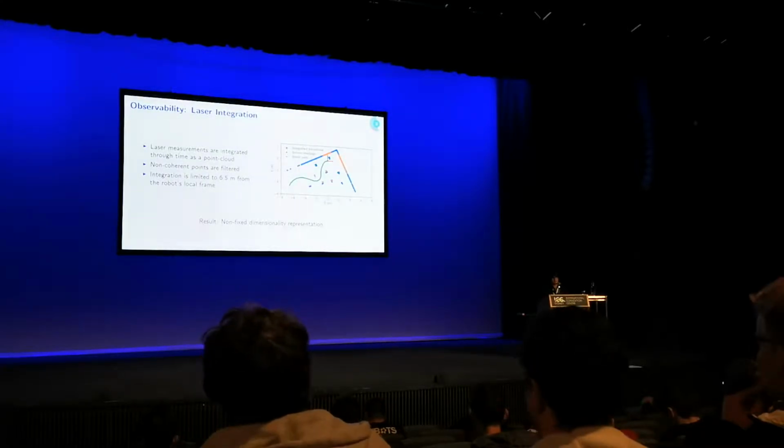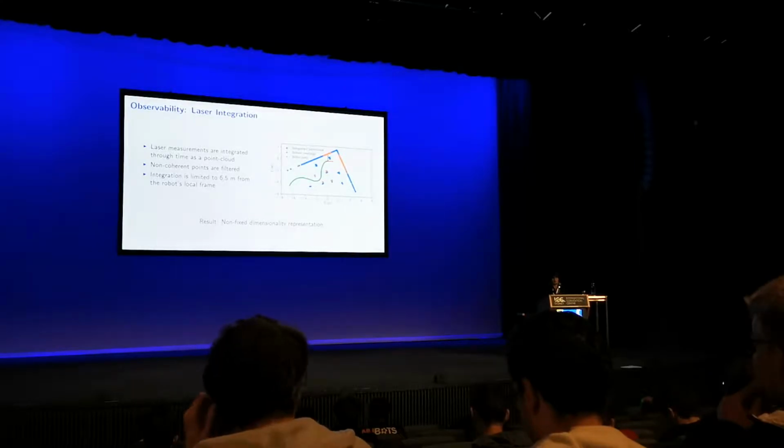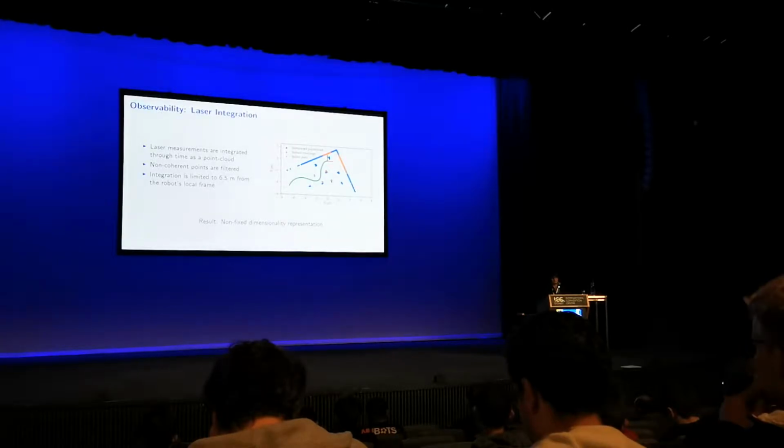As for the observability, laser measurements from the Pepper robot's laser in its base are really sparse. So we wanted to virtually augment the resolution of that sensor.